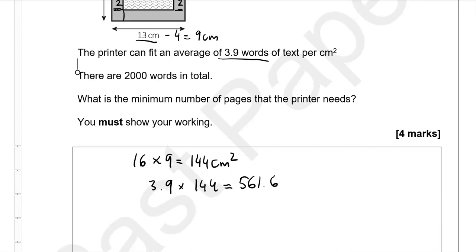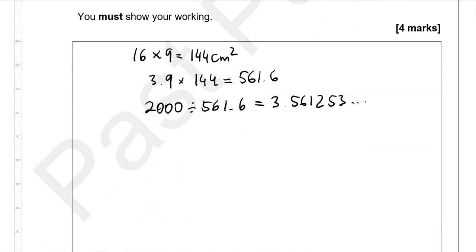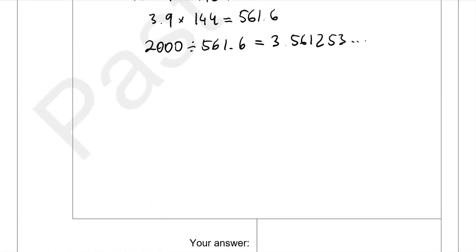561.6. Now 2,000 words are needed in total, so 2,000 divided by 561.6. Let's see how many pages, and that gives us 3.561253 and so on. So we're going to say 4 pages, because of course we can't leave some of the words out.